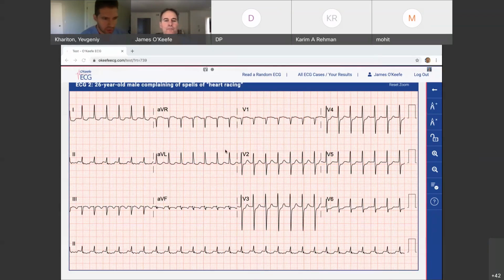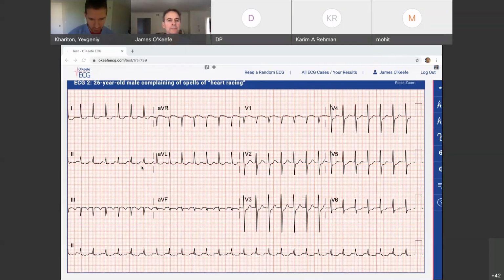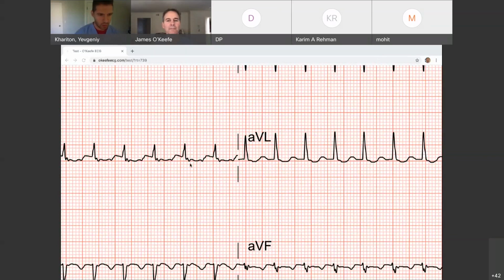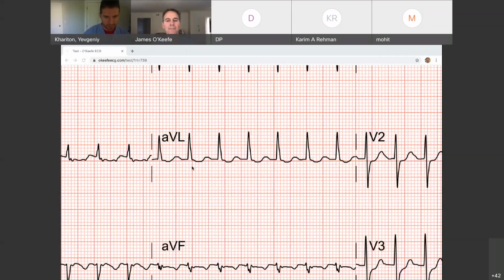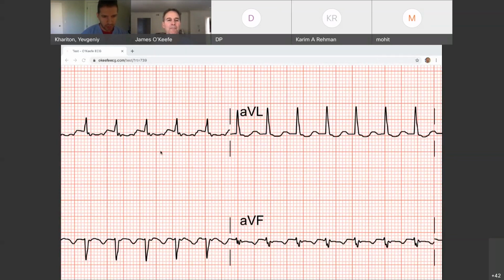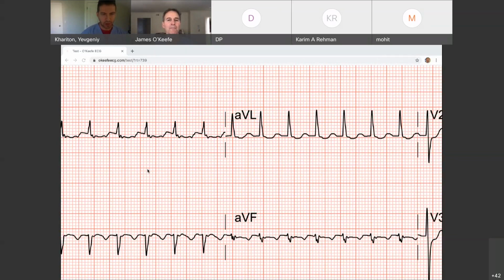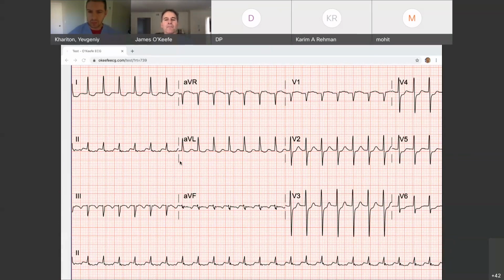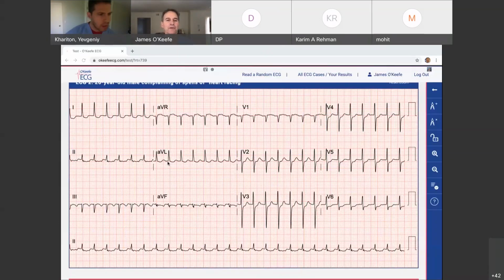I can start it off, Dr. O'Keefe. Okay. So the vignette is a 26-year-old male, young patient. It's what appears to be a narrow complex tachycardia, with what looks to be an initial RSR prime pattern, suggesting a short RP tachycardia. An AV-NRT would be my initial diagnosis here. Perfect.